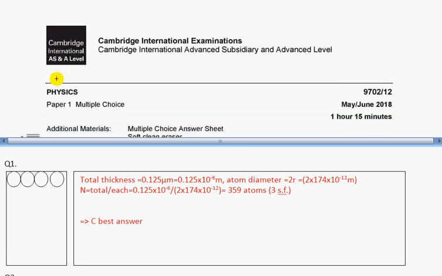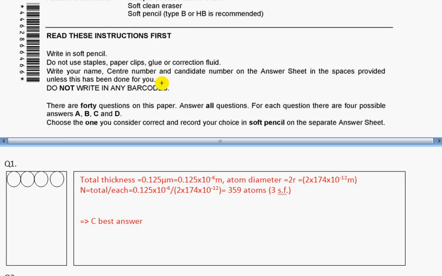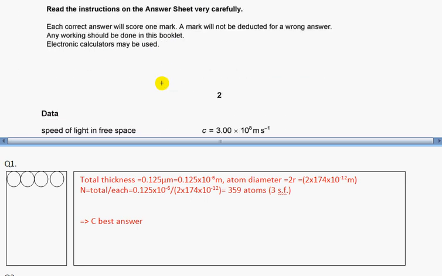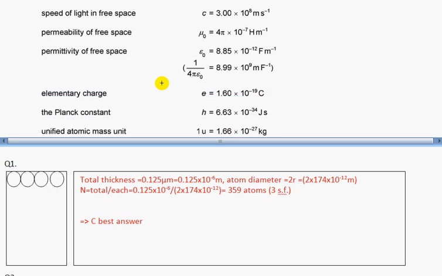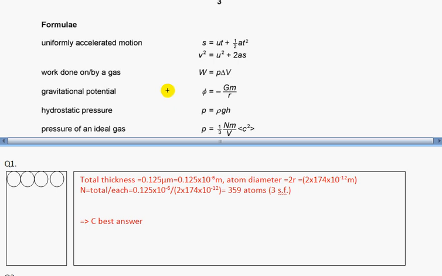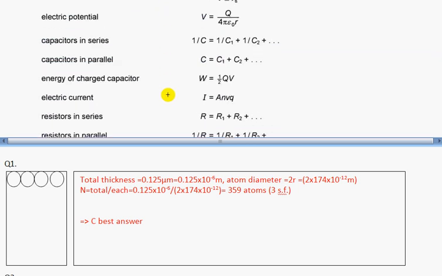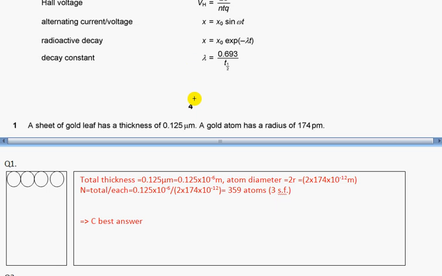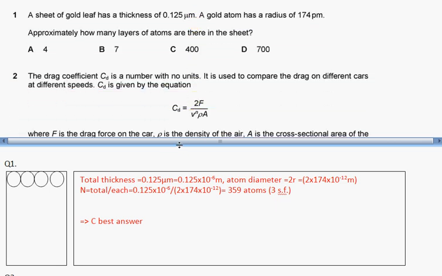So this is the cover page, paper 1 multiple choice, May 2018 for 1 hour 15 minutes, Cambridge AS paper. You should use a calculator. And here you have some constants and some formulas at the beginning. These formulas are for both AS and A2. Let's start. Question 1.